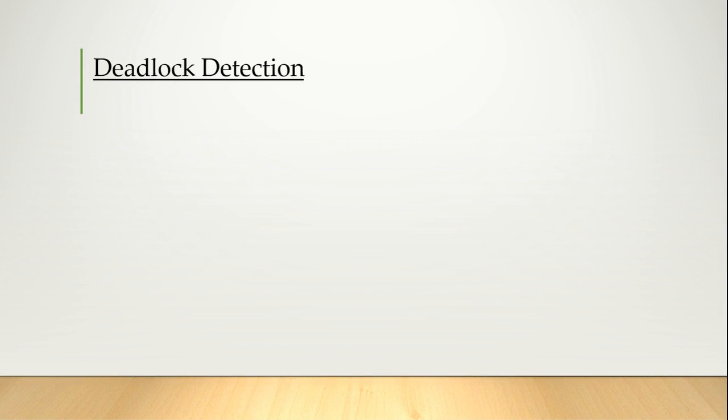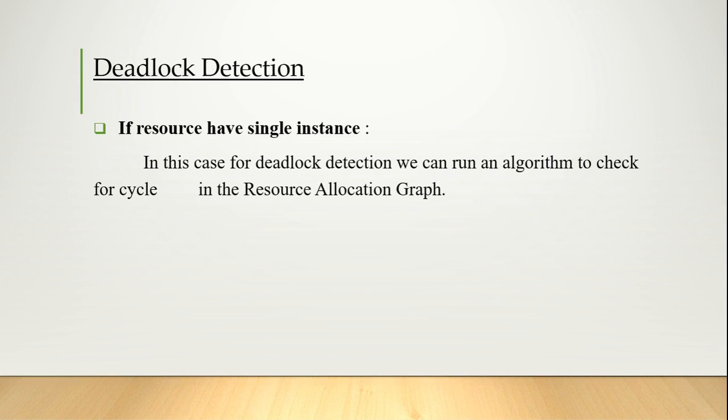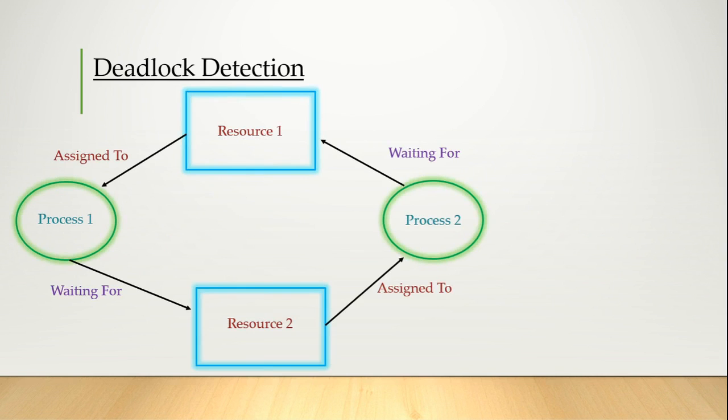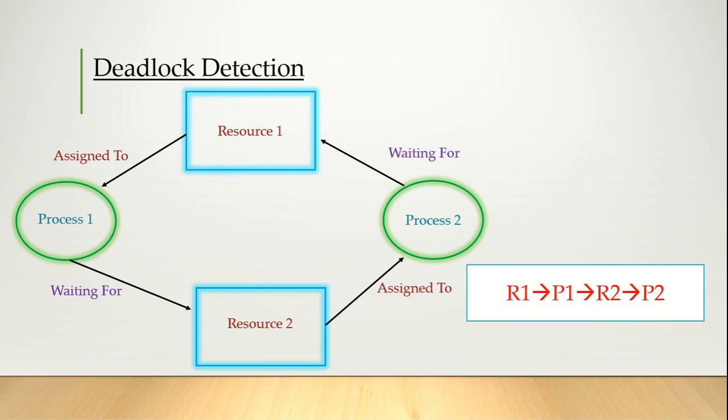Next, deadlock detection. First case, if the resource has a single instance. In this case, for deadlock detection, we can run an algorithm to check for a cycle in the resource allocation graph. Presence of a cycle in the graph is a sufficient condition for a deadlock. In the diagram, resource 1 and resource 2 have single instances and there is a cycle R1, P1, R2, P2. So, deadlock is confirmed.